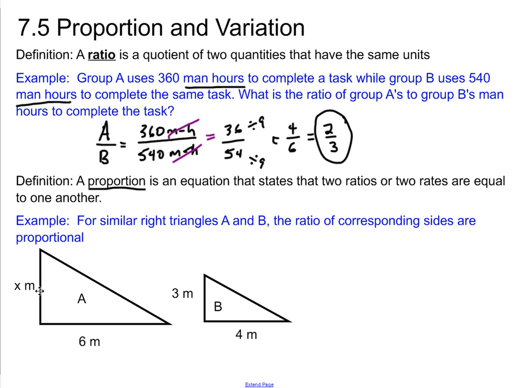So if I wanted to figure out what is the length of side x, if I knew these proportions, then we could say that the ratio of x meters to 6 meters is equal to the ratio of 3 meters to 4 meters. That is, the two ratios are proportional, or they have a proportion right here. So x is to 6 as 3 is to 4. Multiplying both sides by the common denominator would help us solve this equation.